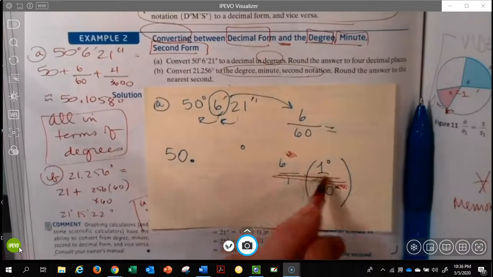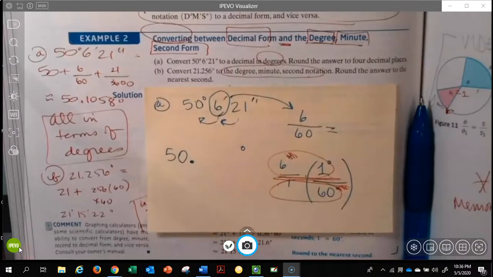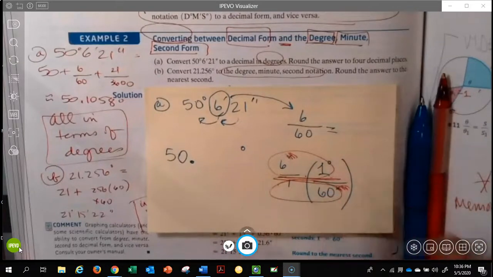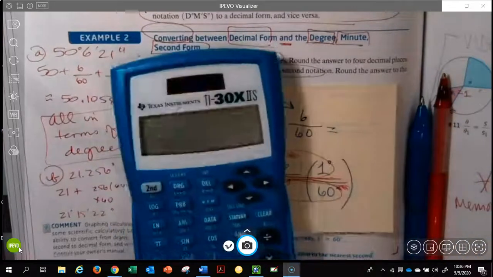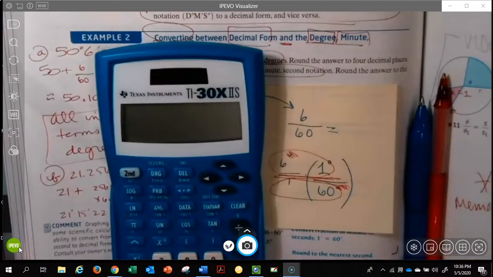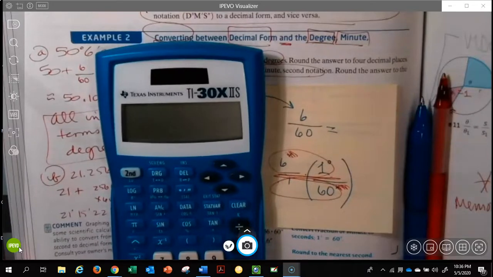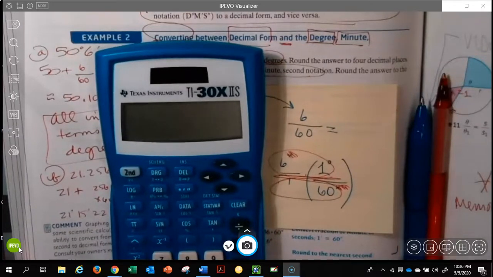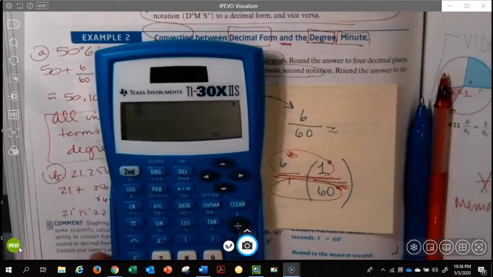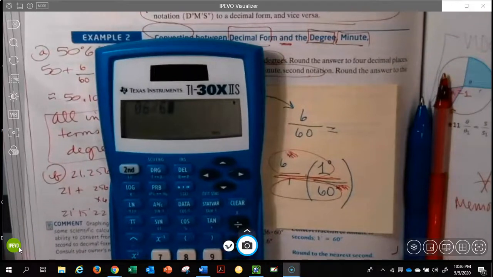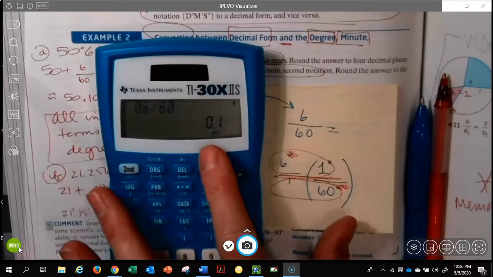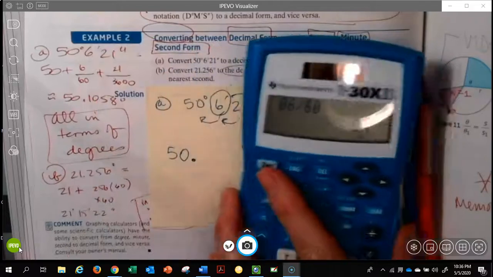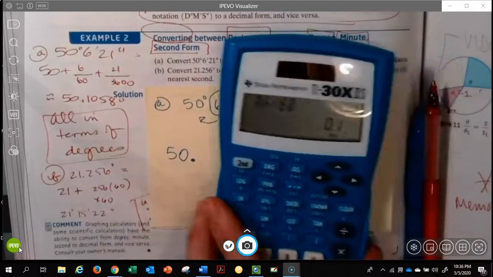But to do that, I need to multiply my numerators, multiply my denominators, and I'm going to end up dividing. Either way I go, I'm going to have 6 over 60. Some of you may have already reduced that and gotten 1/10. I'll go ahead and do 6 divided by 60. If you reduced and got 1 over 10, that is 1/10. And so this is a value in degrees that needs to get added into my 50.